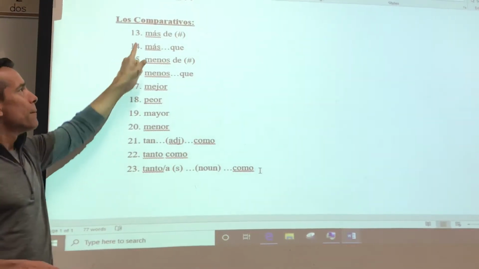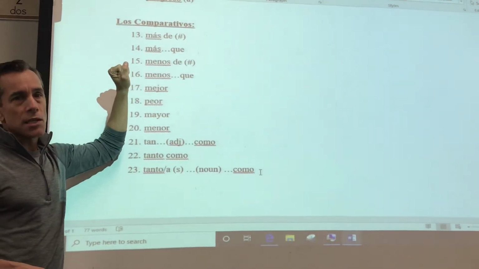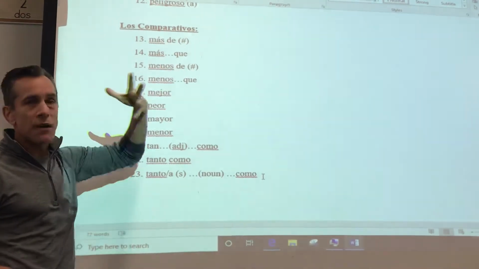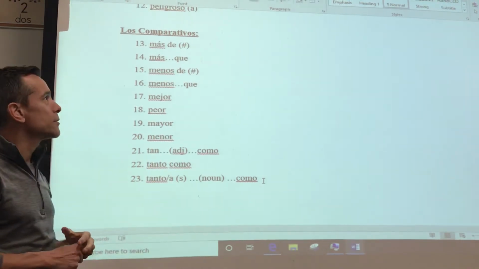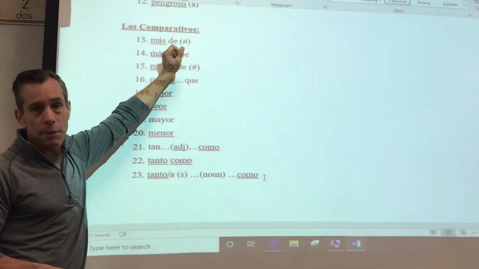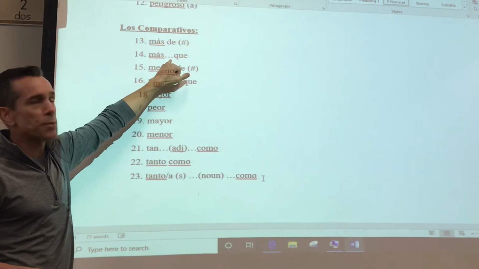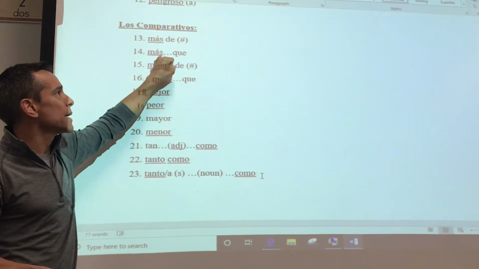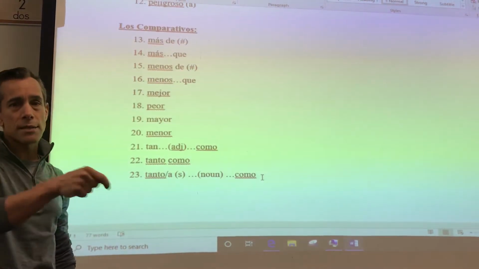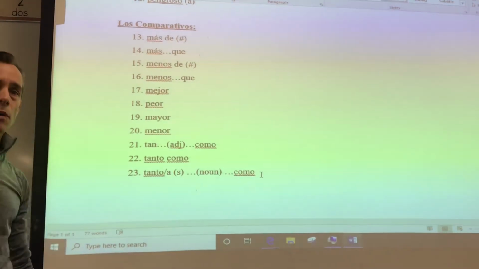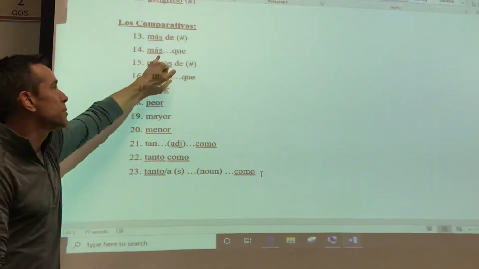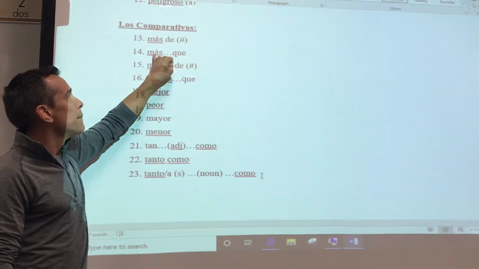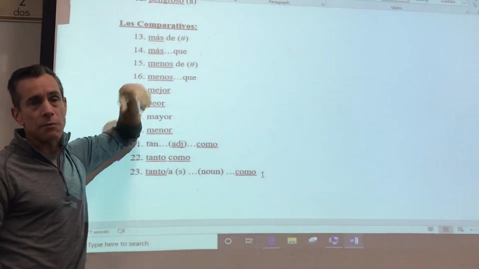Más de means more than, so if I say more than, and that's not a hashtag, that means a number. So if I say more than 5, more than 10, more than 15, more than 100, then you say más de and then the number. If I have more and then you put a noun here like more friends than, then you'll say más amigos que. Más amigos que means more friends than. Or take out friends and say books or any noun that you want to put in here. So you're going to use más de if the next word is a number, más and then a noun and then que for saying more than.